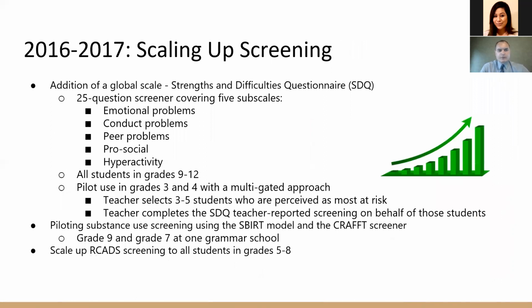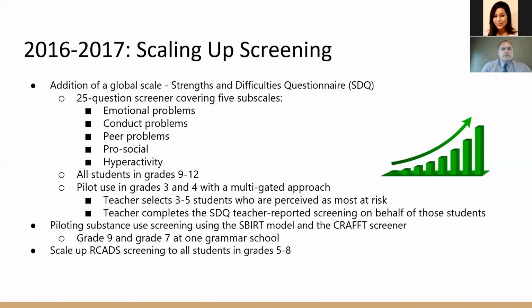We decided to add a global scale into the mix to understand some of the other problems that perhaps our students were faced with. All students in grades 9 through 12 took the Strengths and Difficulties Questionnaire. One of the things I liked about this was it had a pro-social subscale that allowed us to understand students' strengths to a degree. And then in grades 3 and 4, we wanted to pilot a multi-gated approach to screening where the teacher would select a small number of students, 3 to 5, who they perceive to be at risk, and complete the Strengths and Difficulties Questionnaire, the teacher report version, on behalf of those students so that we could get some data to inform our interventions with those students.